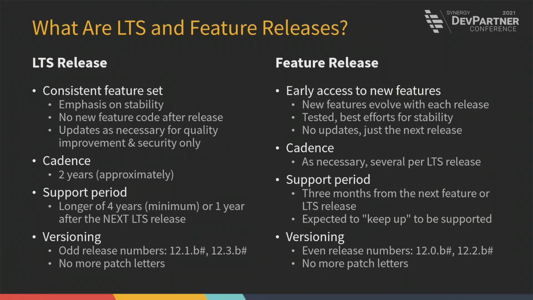The cadence for LTS releases will be every 2 years approximately. So we will be releasing 12.1 in November of this year. The next LTS release will be in approximately the November timeframe 2 years later, in 2023, and so on. Once we publish an LTS release, we will commit to support that release for the longer of either 4 years minimum or 1 year after the next LTS release, whichever is the longer. So if we do slide a little bit with the LTS release, it can be taken into account in our support periods.